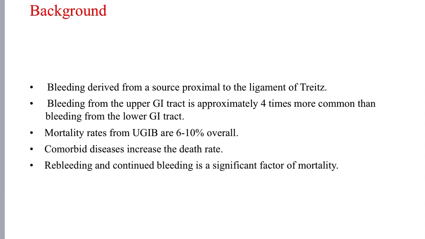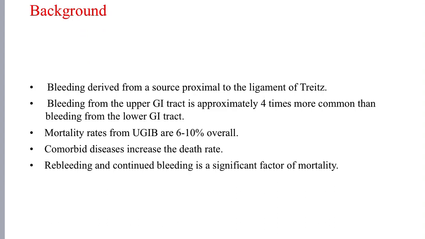By definition, upper GI bleeding is bleeding derived from a source proximal to the ligament of Treitz. Ligament of Treitz مثل ما تعرفون هو ligament that separates the fourth part of the duodenum from the jejunum. طبعا من ناحية الفريكونسي, bleeding from the upper GI tract is approximately four times more common than bleeding from the lower GI tract. So it is more common.